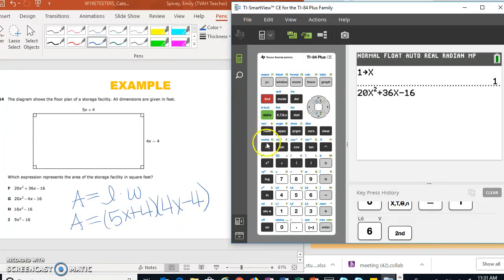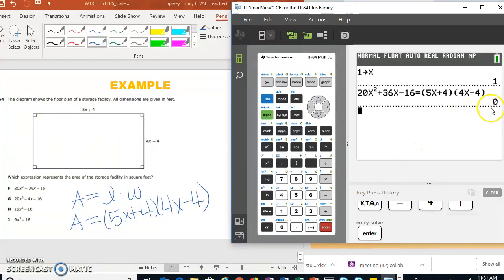And we want to see if that is equal to 5x plus 4 times 4x minus 4. So over here it returned a 0, so that means that these two are not equal. It's a false statement. So that means that that is not our correct answer. So we need to plug in answer choice G.